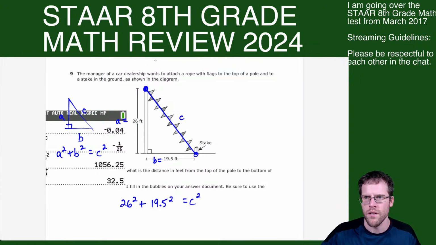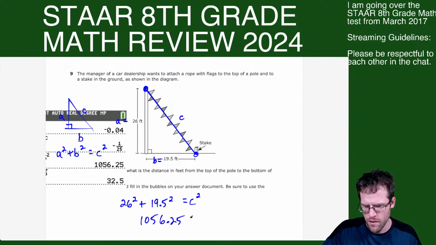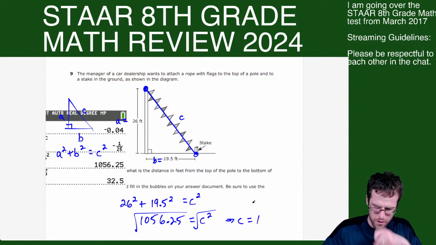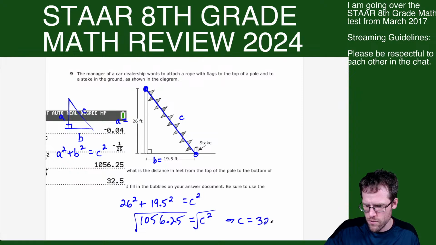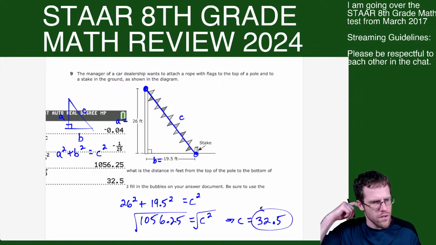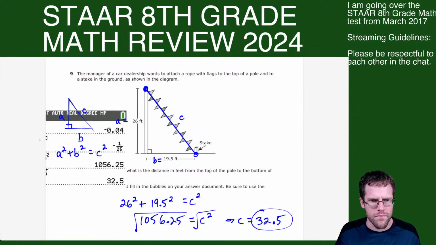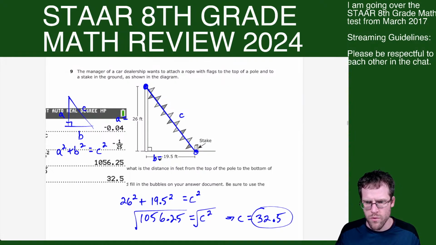Okay, so we want to just write down all of the stuff. We have 1056.25 is equal to C squared. And then we square root both sides. That's the opposite of squaring, is square rooting. And this is going to give us the length of the hypotenuse is 32.5. Okay, so 32.5 would be our answer. All right, cool. So the Pythagorean theorem, yeah, that's an important one.